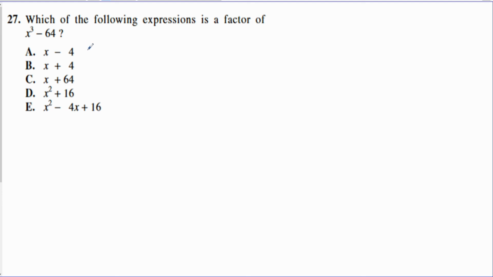All right, problem 27, okay? Which of the following expressions is a factor of x cubed minus 64? Okay, this is what's called a difference of 2 cubes, and I know that because I can say x cubed, right, and 64 is 4 cubed, okay? So because I was able to write this binomial expression as cube minus cube, this is a difference of 2 cubes, okay? The formula for difference of 2 cubes says the following.